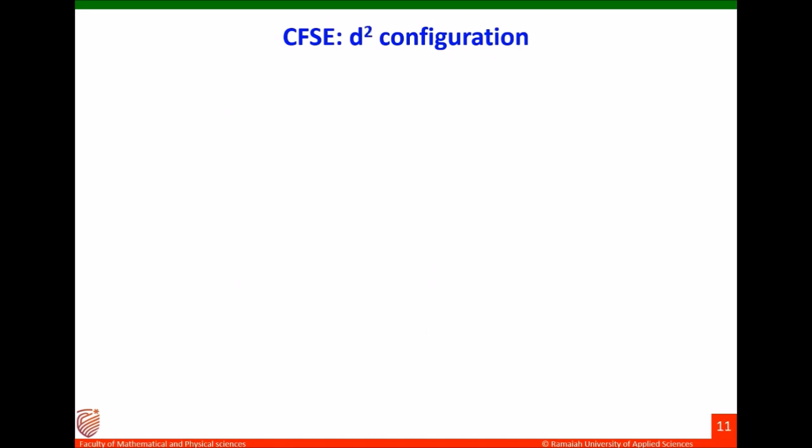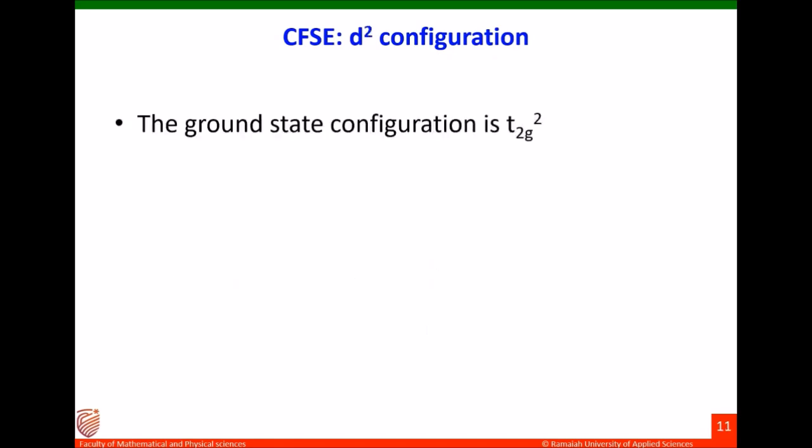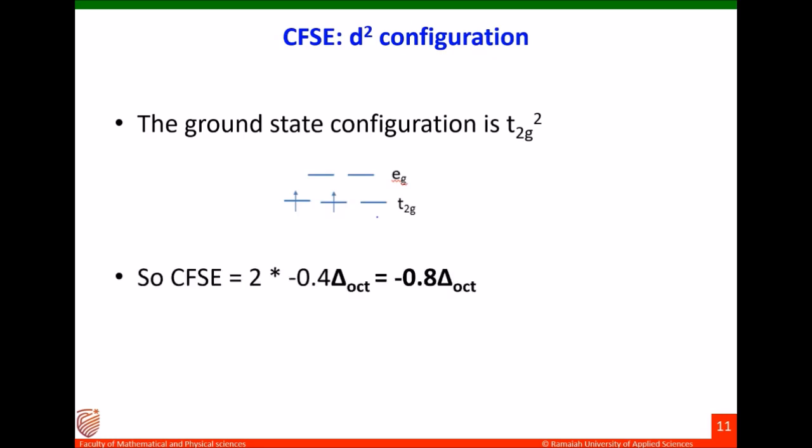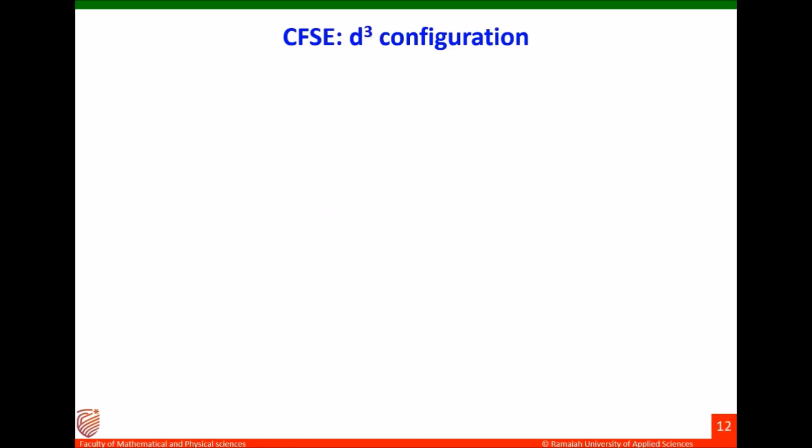Now consider a D2 configuration. At ground state, the D2 configuration means the two electrons will be in T2g. In T2g, the value of energy is minus 0.4 delta octahedral. So the crystal field stabilization energy equals the number of electrons, which is 2, into minus 0.4 delta octahedral, which equals minus 0.8 delta octahedral. So the crystal field stabilization energy for D2 configuration is minus 0.8 delta octahedral.